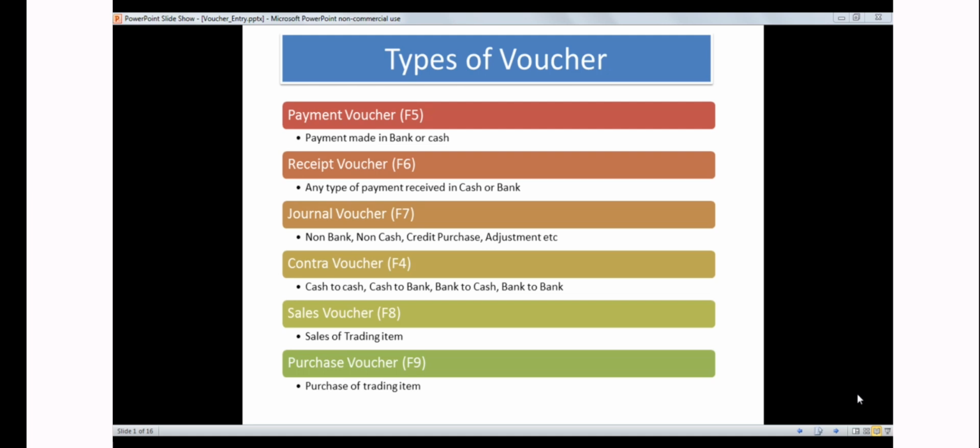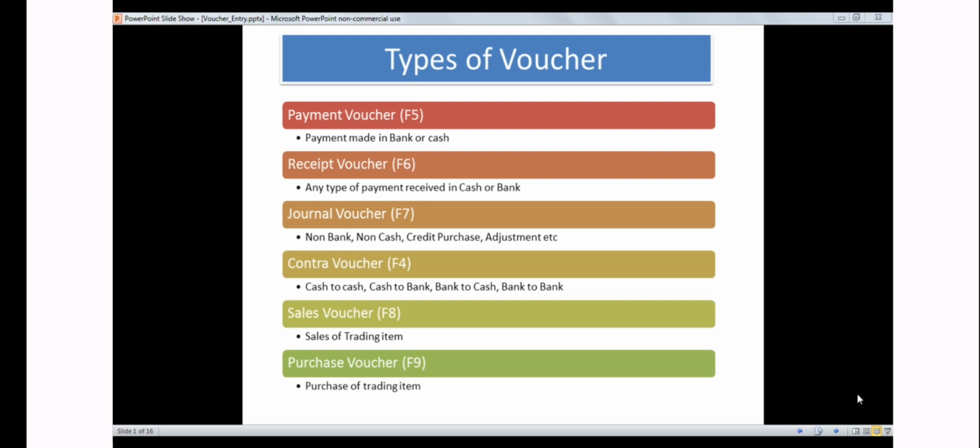Similarly, for the receipt voucher, I have given you one example that a student has made the payment. The course fee was 10,000. He has made the payment of 5,000 and 5,000 was on credit, means he is going to make the payment after 1 month. So that remaining 5,000 amount again is going to be entered in this journal voucher.